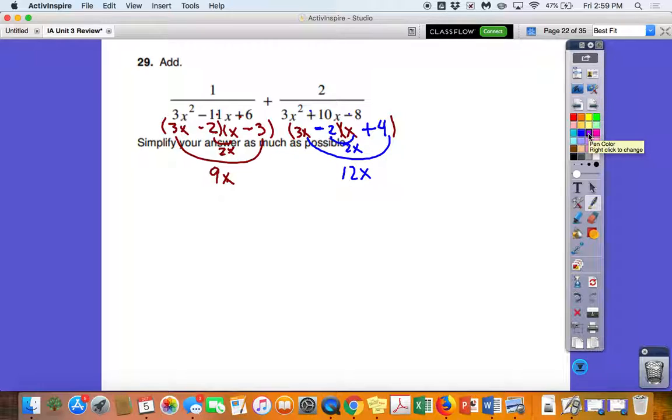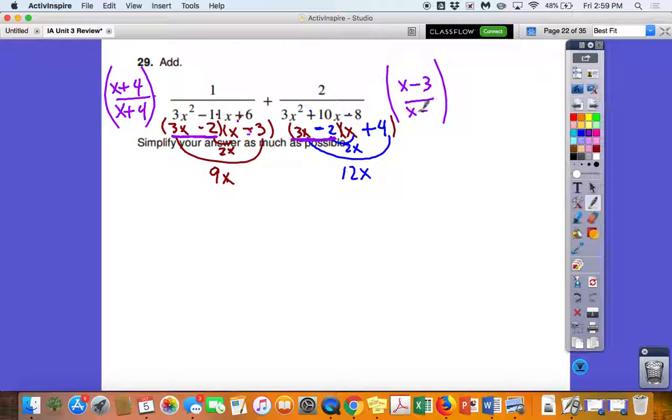Do we have any duplicates? Yes, we do. So they both have this. This guy has an x minus 3, he has an x plus 4. It's like you're swapping out. So on this first fraction, you want to give him what he's missing. He's missing the x plus 4. But make sure you do it top and bottom. All right, on this guy, he's missing the x minus 3. That way they all have the same thing.